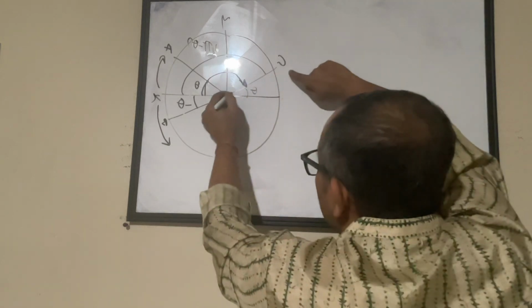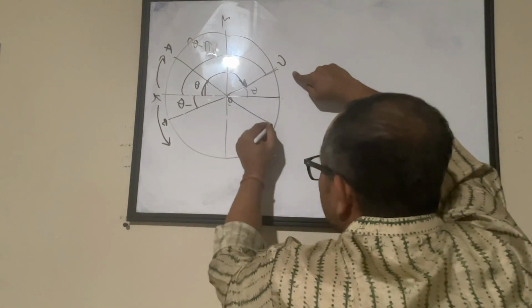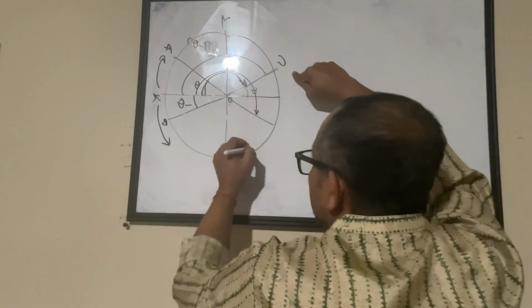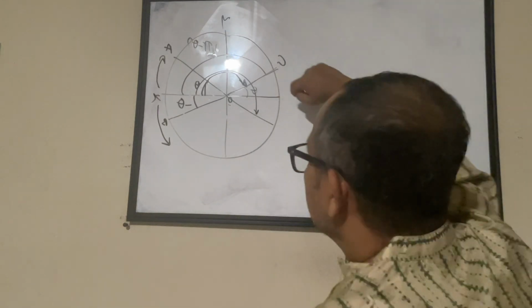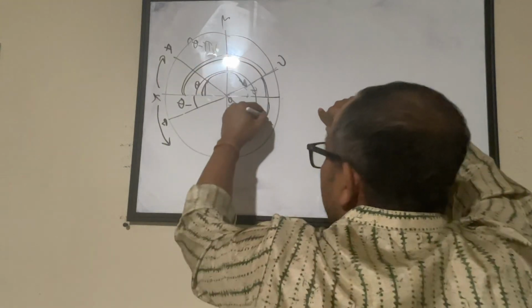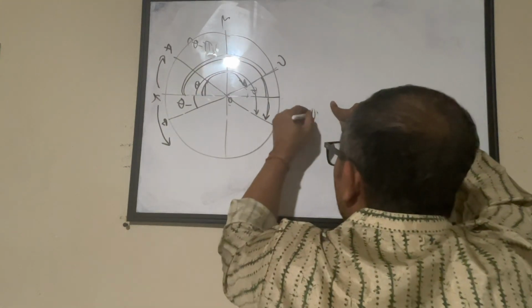Now let's reflect this line against the x-axis again. So from here to here, how much it will be? So this is theta, this is equivalent to theta. So from here to here, this angle will be how much? Pi plus theta.